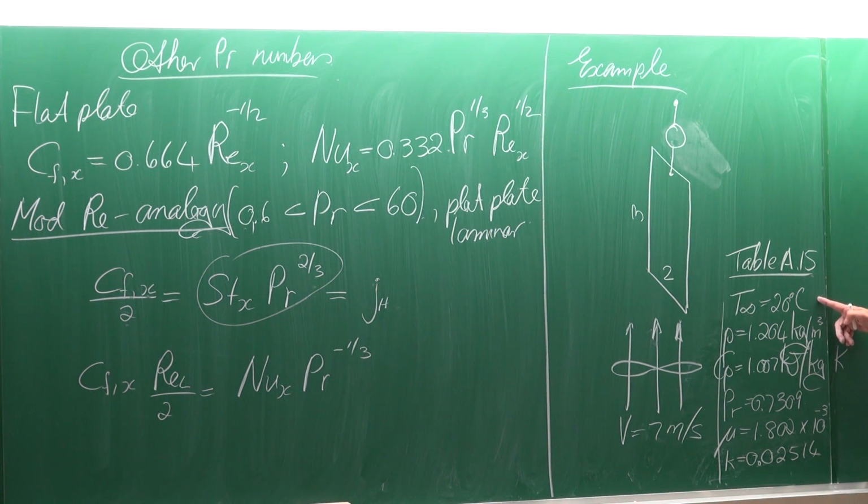So the temperature of the air is 20 degrees Celsius. The density is equal to 1.204. The Cp is 1.007 kilojoules per kilogram Kelvin. The Prandtl number is 0.7309. The viscosity is 1.802 multiplied by 10 to the minus 5. And the k value is equal to 0.02514. Anybody who missed one of them and can't read it, should I repeat? No? Okay, great.